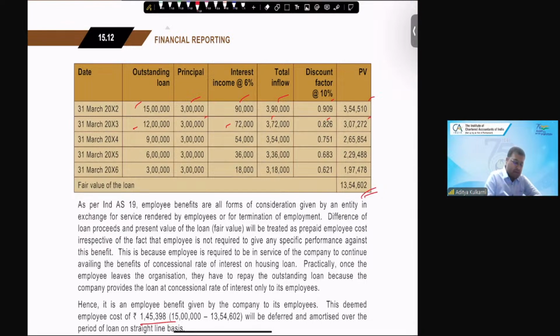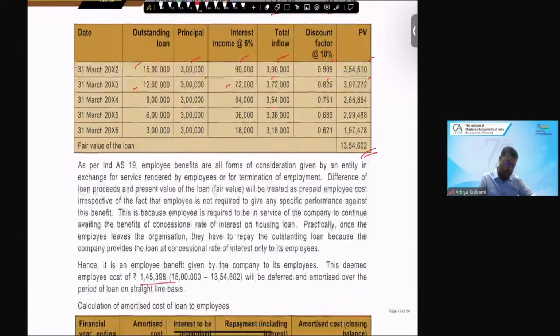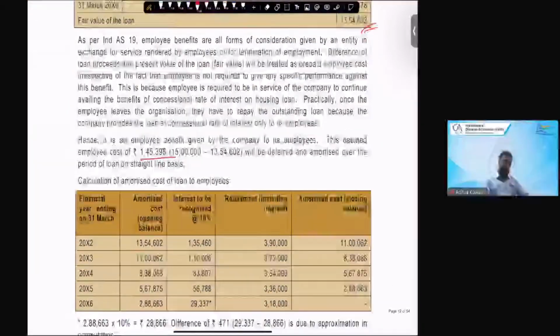The difference between the amount paid, 15 lakhs, and 13 lakh 54,602. कितना है ये? 1,45,390. This difference, as she rightly said, it goes to प्रीपेड एम्प्लॉय कॉस्ट, prepaid employee benefits, and you will amortize it over the tenure of the loan, on a straight line basis.